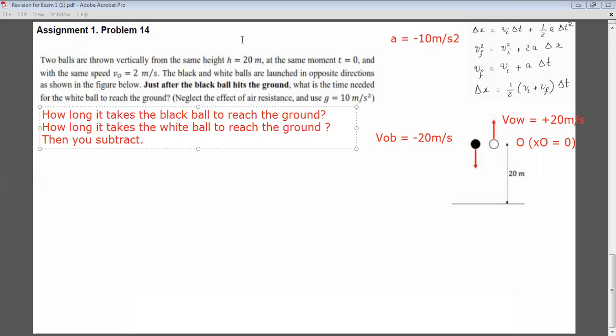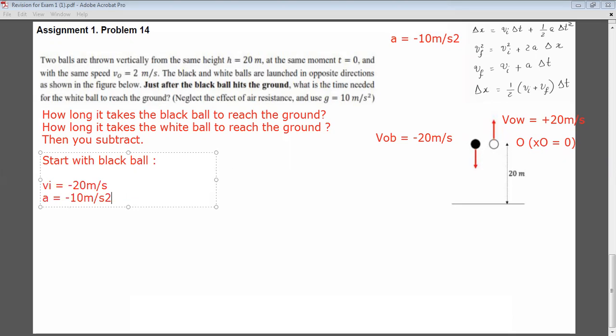Okay, so let's start with how long it takes the ball to reach the ground. So we will start with the black ball. What information do I have? I have the initial velocity. It's minus 20, right? Meters per second. What else do I have? I have the acceleration, minus 10 meters per second squared. What else do I have? I have delta x, which is minus 20. It's going from O to B. That's B here.